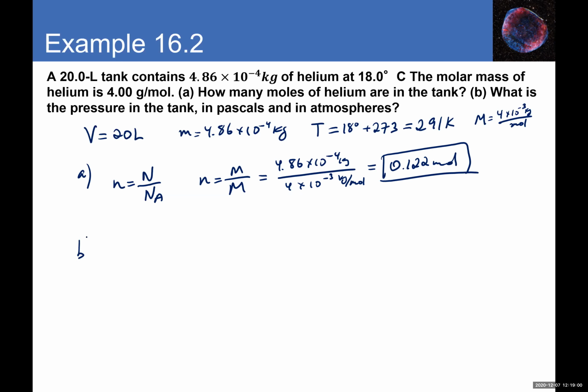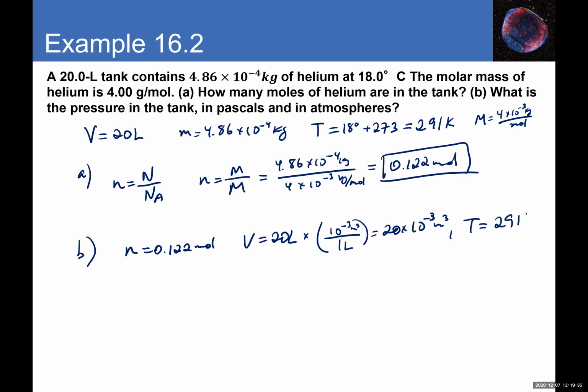All right, so part B then, think like this. For this single state problem, I have n, the number of moles, which is 0.122 mole. I have volume, which is 20 liters, which I can convert into cubic meters, where 1 liter is 10 to the negative 3 cubic meters. So it becomes 20 times 10 to the negative 3 cubic meters. Then I also have temperature, which is 291 Kelvin. That means number of moles, volume, and temperature.